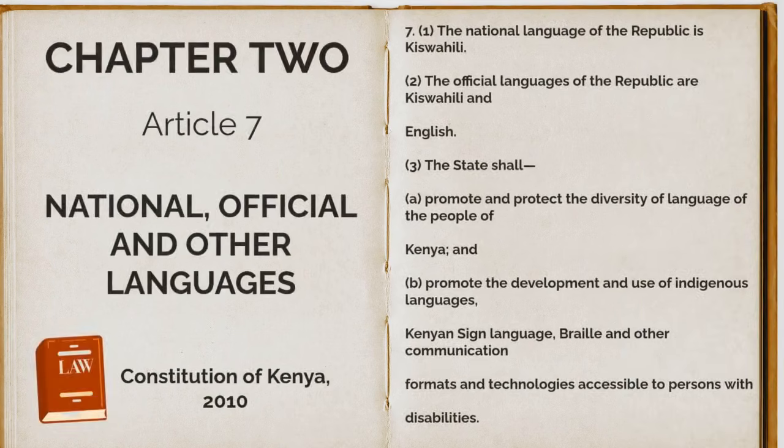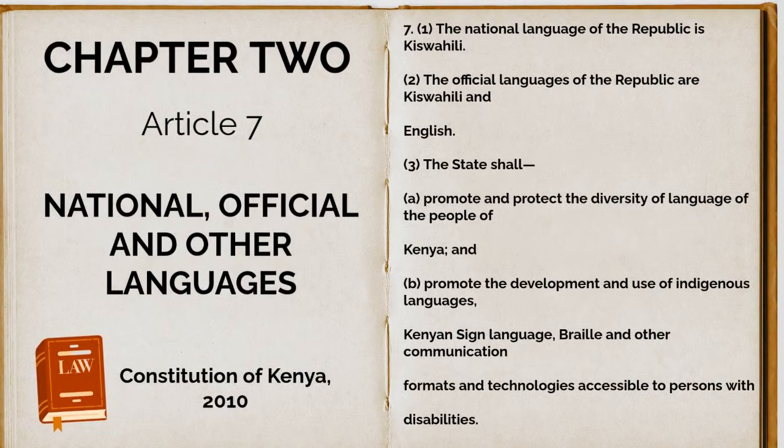What does Article 7 say? The national, official, and other languages. Are you Meru? Are you Kamba? Are you Mijikenda? Are you Kikuyu? But what does the Constitution say about language? Do you know it is a constitutional issue, the language you use? In Article 7, it says the national language of the Republic is Kiswahili. That now you know. The national language of this country is Kiswahili.